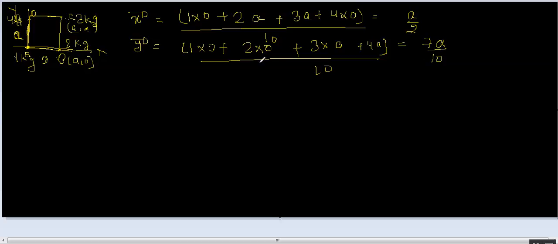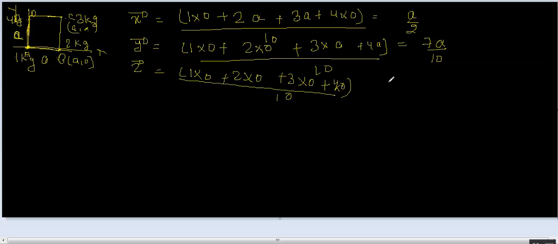Now we are going to find the z coordinate. The z coordinate of each particle is 0. So we get 1 into 0 plus 2 into 0 plus 3 into 0 plus 4 into 0, divided by 10. This will be 0.